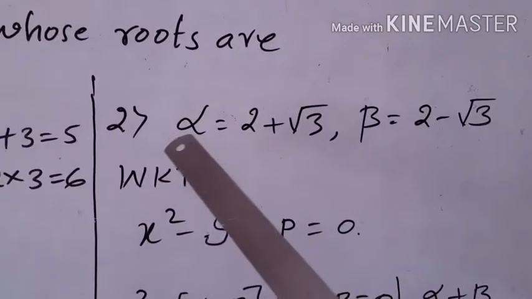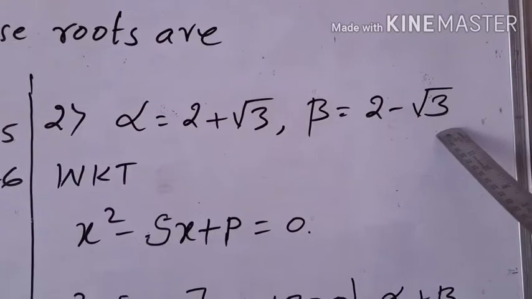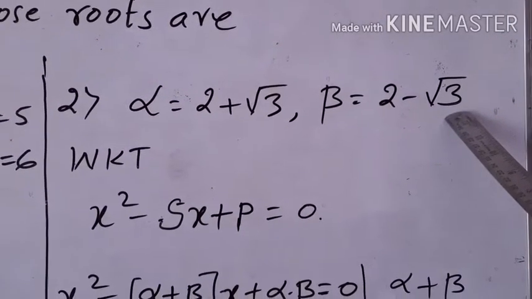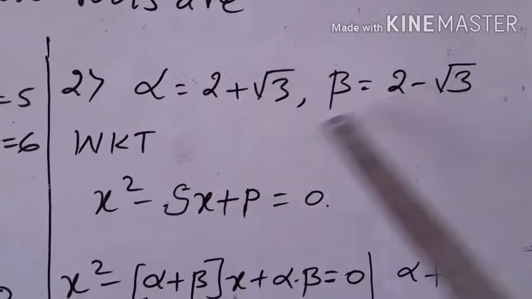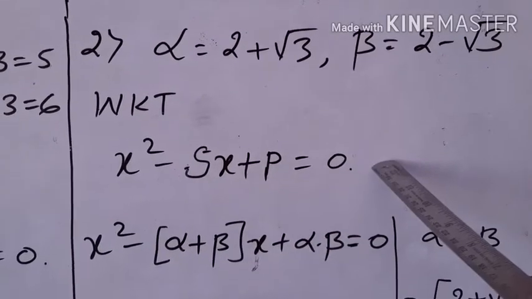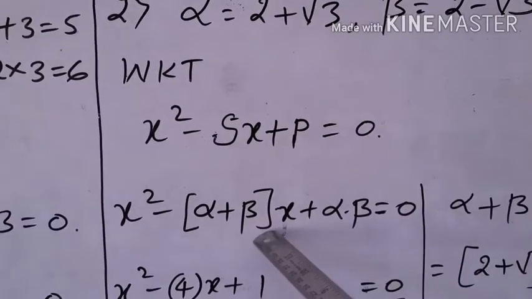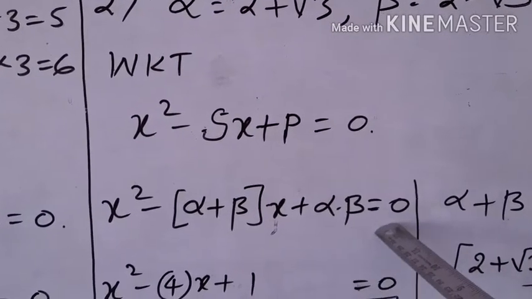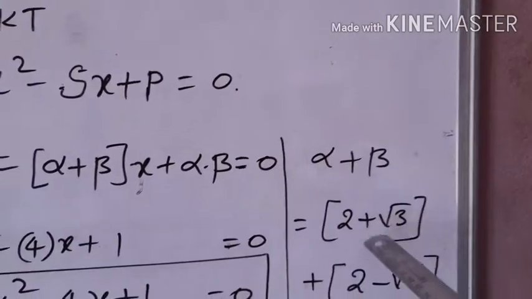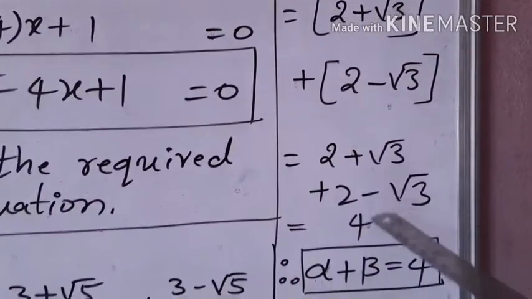Look at me. Here alpha is 2 plus root 3 and beta is 2 minus root 3. These are the two roots of a quadratic equation. Which is that quadratic equation I have to find? Therefore, the formula used is x square minus sx plus p is equal to 0. Here x square minus, in brackets, alpha plus beta, complete, x plus alpha into beta is equal to 0. Right? Here I find alpha plus beta.